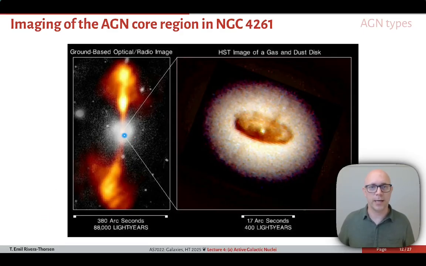But then it is actually possible with the Hubble Space Telescope to zoom in sufficiently on the central regions of this to actually see the gas and dust disk or torus surrounding the central AGN on scales all the way down to around 400 light years, which I think, if you think about it, is immensely cool.